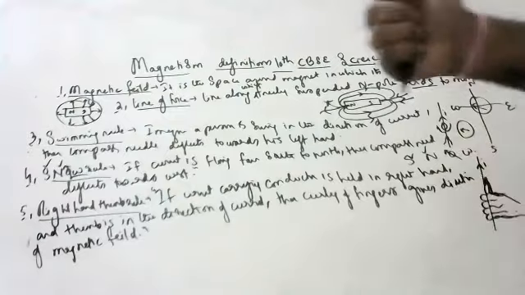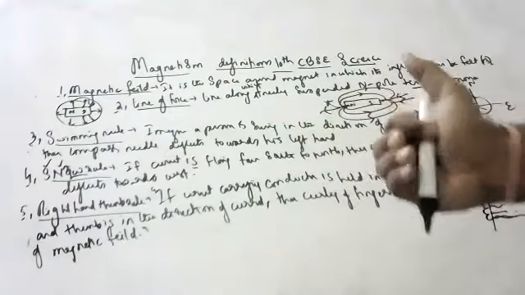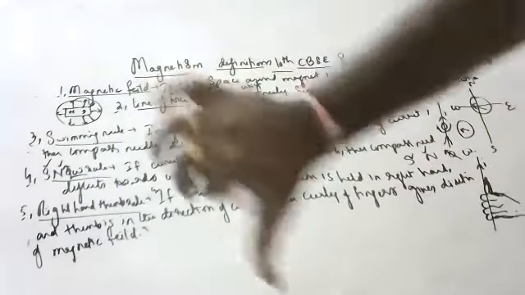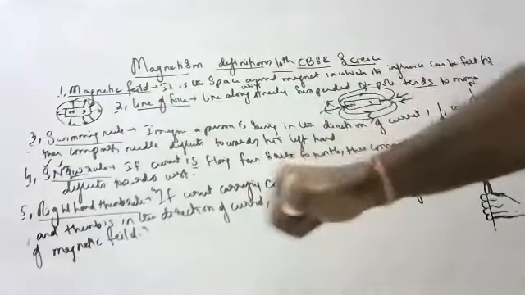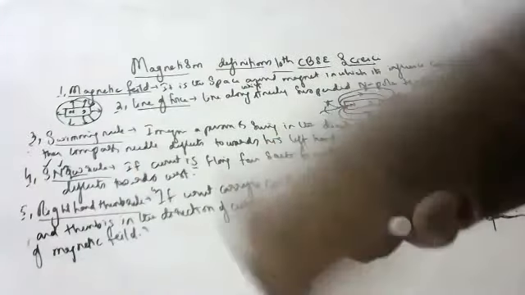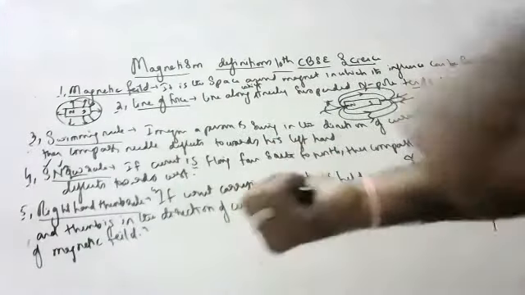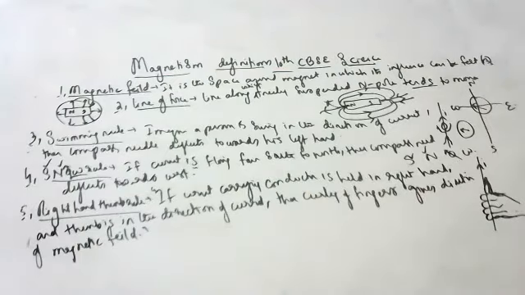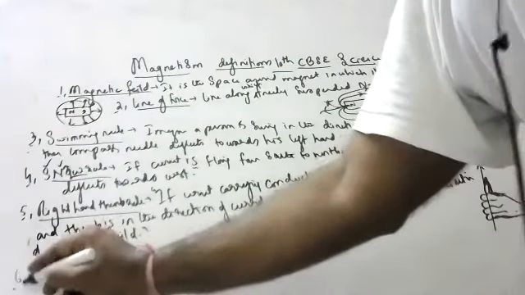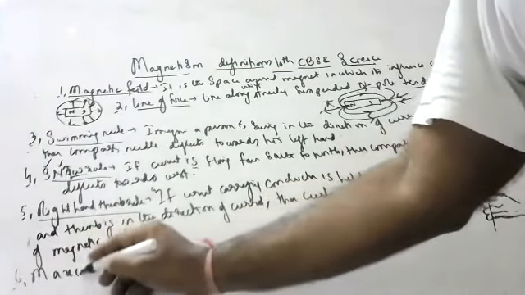Okay, if current is going upward, magnetic field is like this. If current is going downward, magnetic field is like this. If current is going like this, with my curling of fingers like this, magnetic field is like this. So right hand thumb rule. Next, Maxwell corkscrew rule.